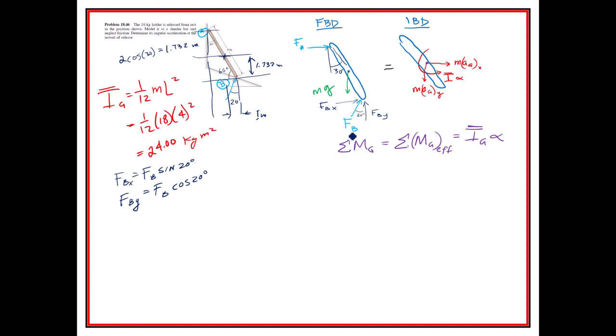So as we're taking a look at the moment over here, we're going to take FA. We'll make sure we get the correct directions. So FA is going to be negative times our 1.732. And then we're going to take FBX. That's positive because it's going counterclockwise. So it's FB times the sine of 20. And then also going counterclockwise is FBY.